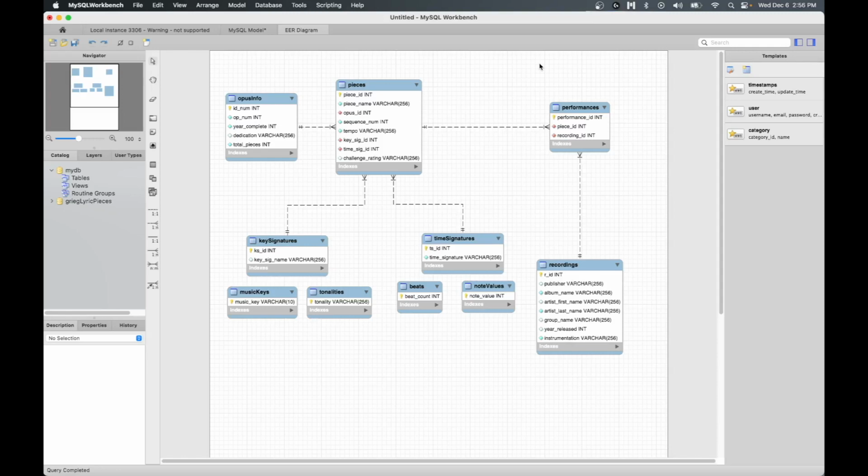My name is Paul. I built this database to practice my relational database skills with MySQL. The data is presented here in MySQL Workbench.